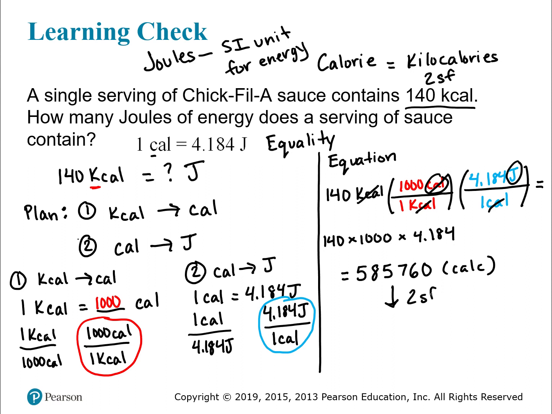With 2 sig figs, we're looking at the 8 as our last retained digit, which means the 5 will tell us if we round up or get rid of everything. 5 is 5 or greater, so we will round that 8 up to a 9. But we have to put placeholder zeros because 59 is not anywhere close to the number that our calculator gave us, 585,000.